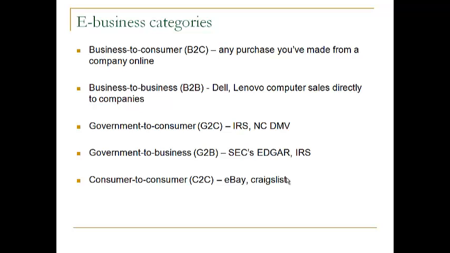We also have government to business. So the IRS would come into play there again. Companies pay taxes as well, though probably not as much, right? But also things like the SEC or those regulatory bodies that require companies to make filings periodically. Those are all examples of government to business activity.